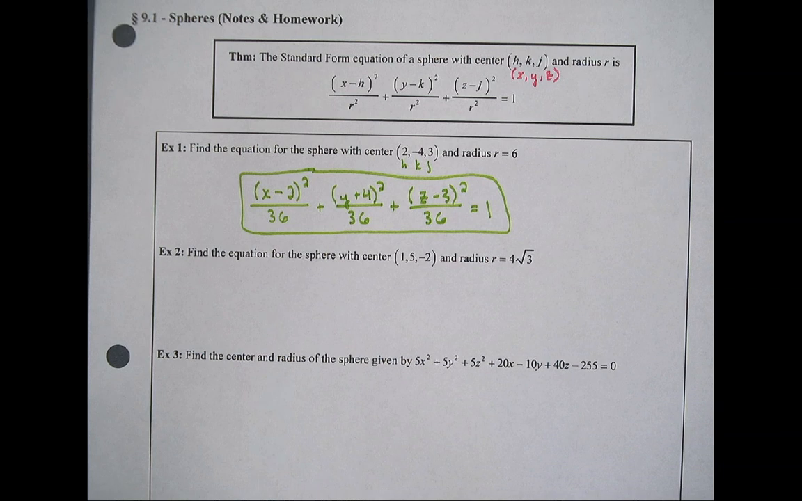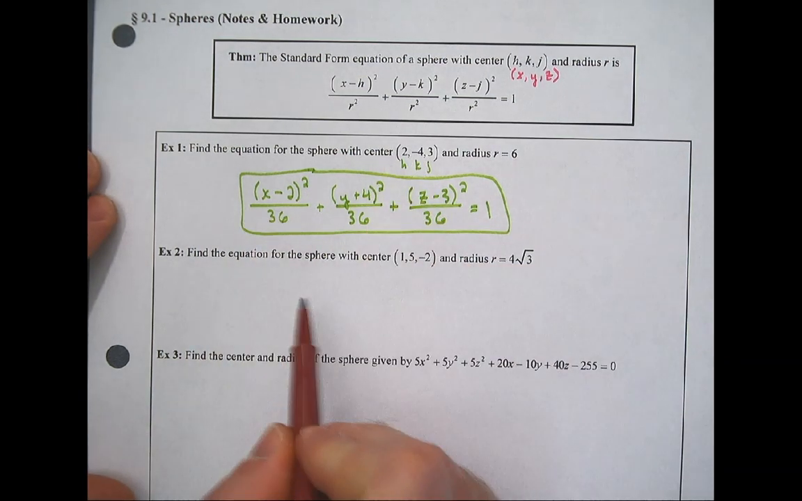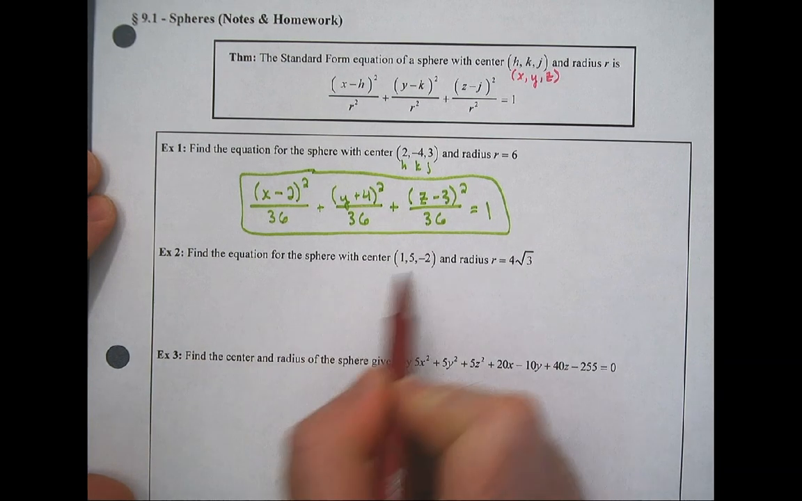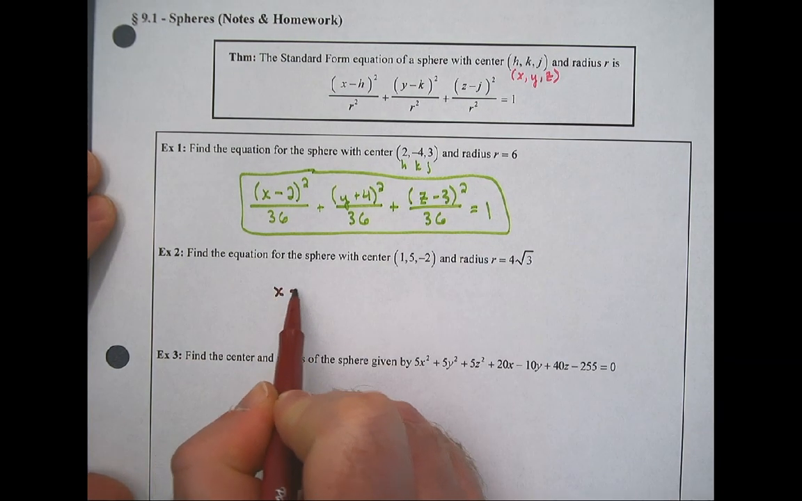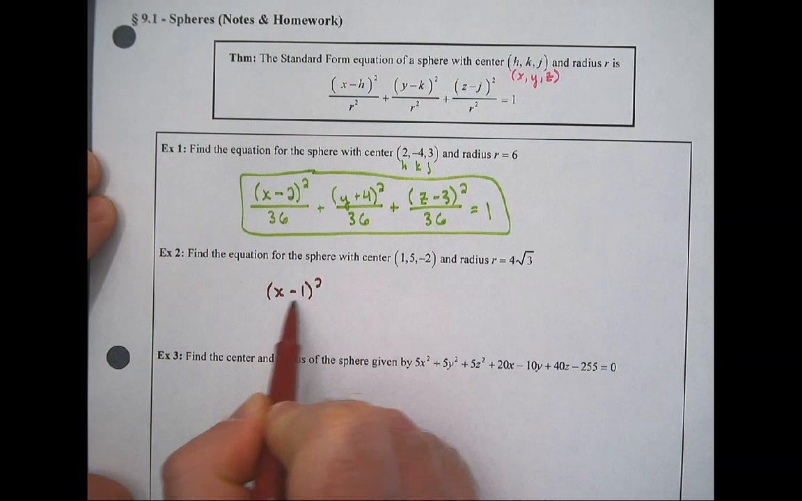Pretty straightforward. Why don't you try the next one? I'd encourage you to pause here and see if you can do the next one on your own. All right, let's see how you did. This part is just plugging and chugging. I'm not even going to write the h, k, and j this time. x minus 1 squared over.